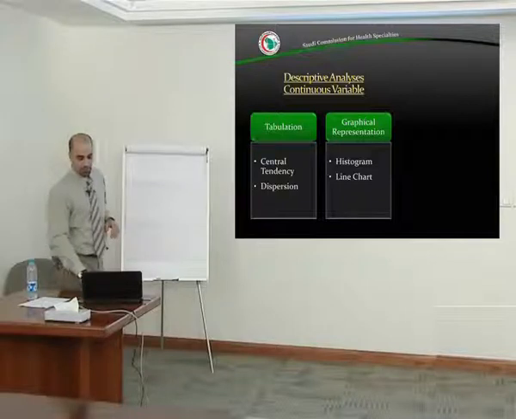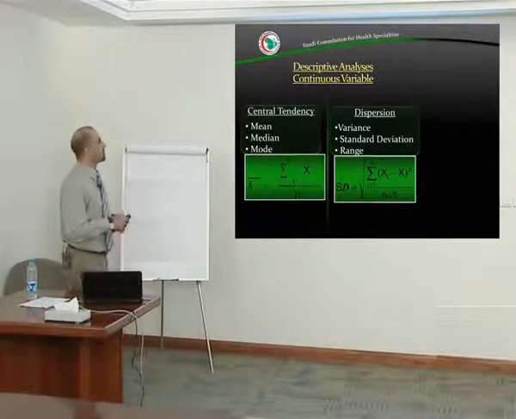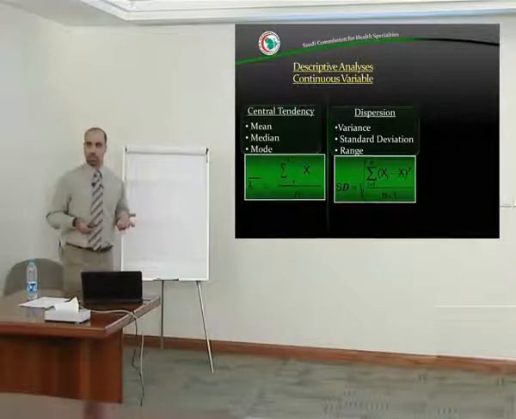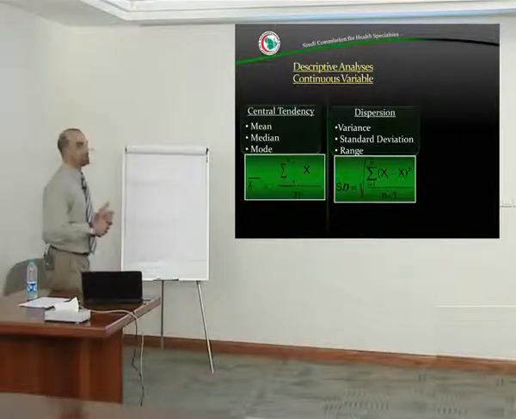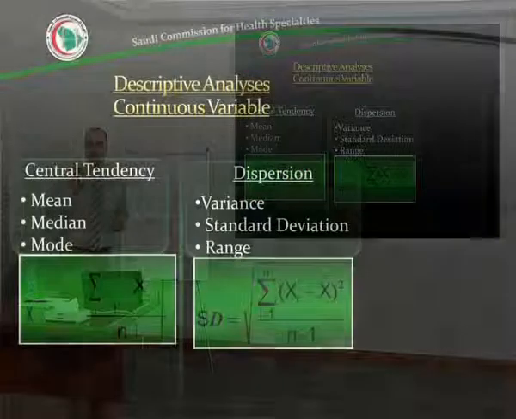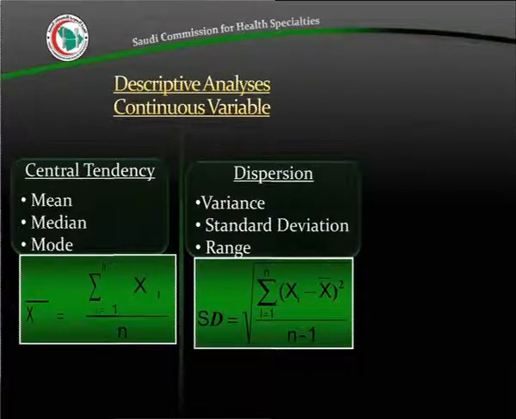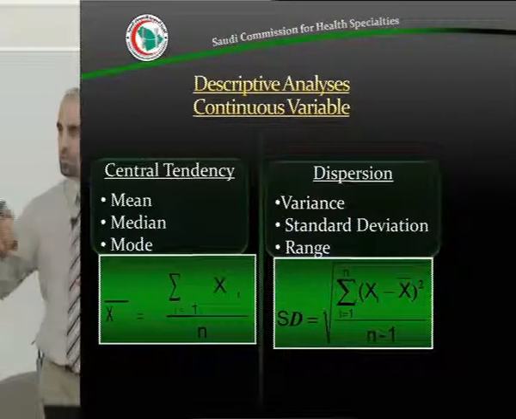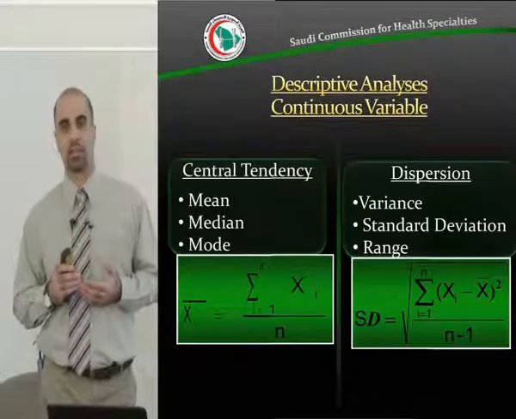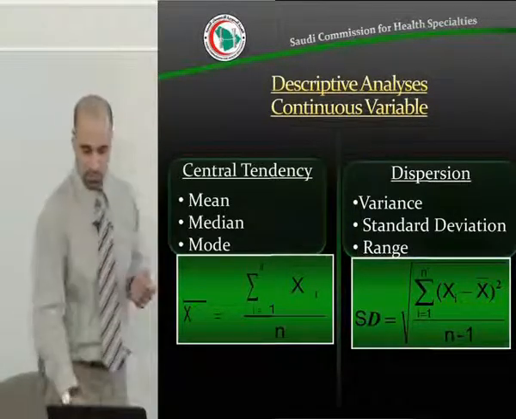And I have three measures. One of them is the mean, which is the average, and I would assume everybody knows the mean. The median is the number in the middle, which means that 50% are below and 50% are above. And the mode is the most frequently occurring number. Now, how to calculate the mean? I add up all the values and divide by the sample size. So if I have 100 patients, I add their ages and divide by 100, I will get the average age, and so on and so forth.